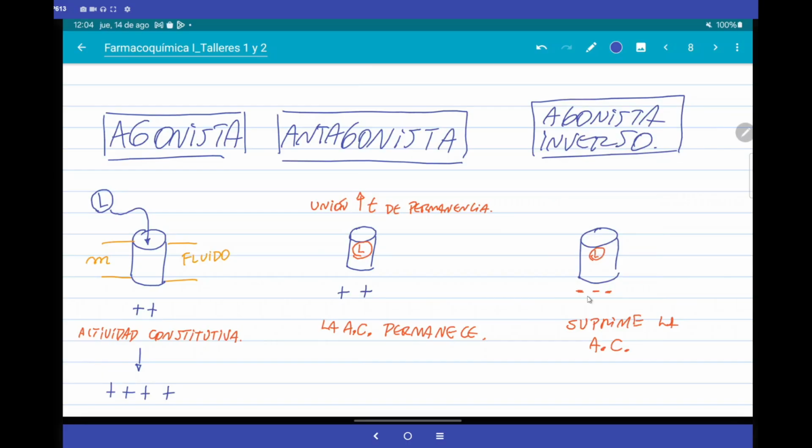Well, in this case in particular, what it does is suppress the constitutive activity. In all these cases, what we are explaining is the behavior of a ligand that joins the protein, that joins in a standard way to what is called the orthosteric cavity of the receptor, to differentiate it from the allosteric cavity, which is another thing. The ligands join the orthosteric cavity, and we have these three possibilities.